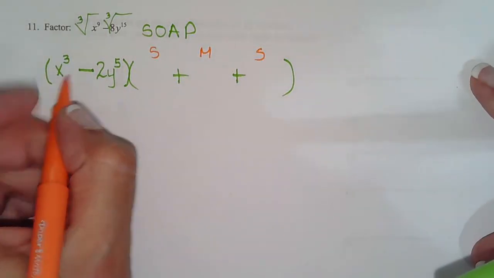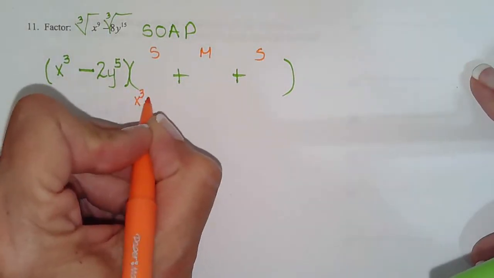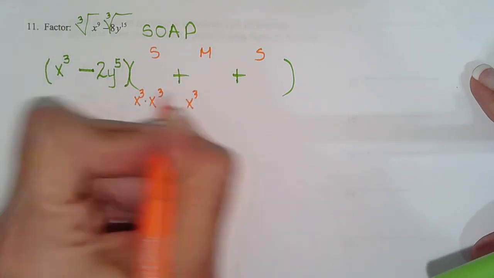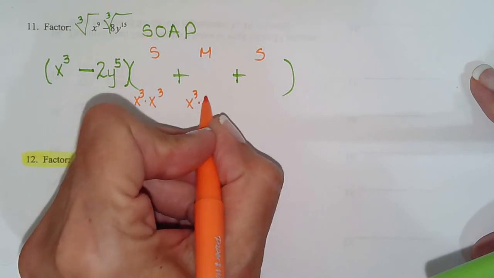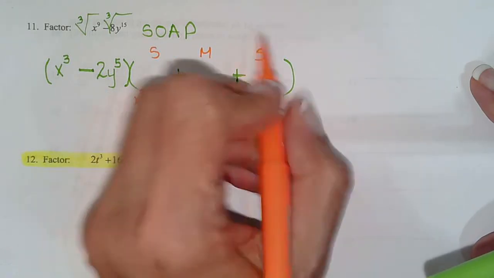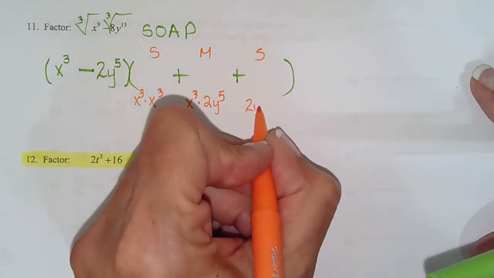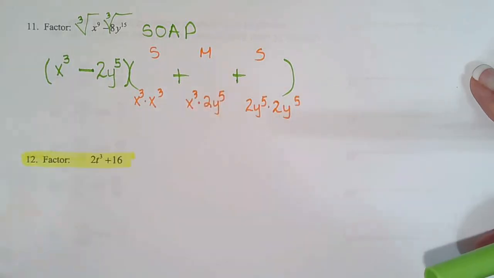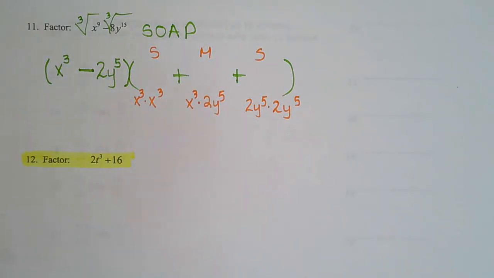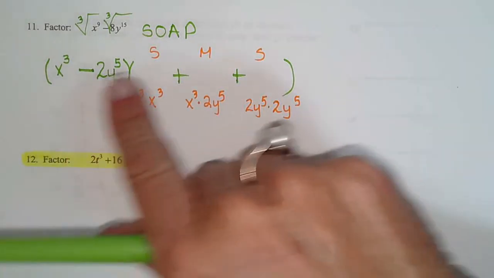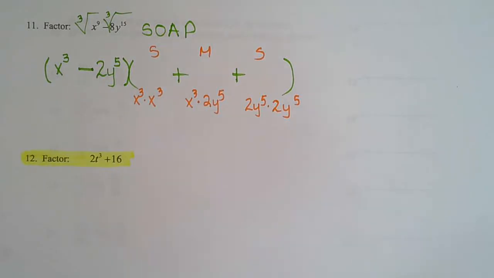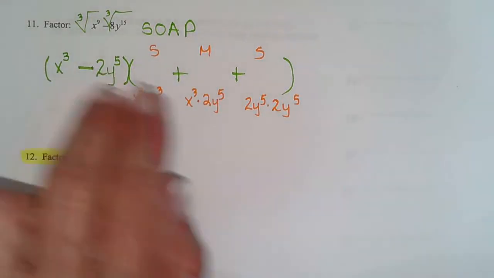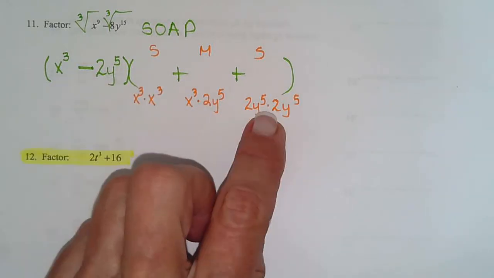And you square the first term, so x cubed times x cubed. Multiply the two terms, ignoring the signs because the signs are set. So x cubed times 2y to the fifth. Square the last term, 2y to the fifth times 2y to the fifth. And like I said, you ignore the signs because the signs are already set. We set them on the first step and they never change. So square the first term, multiply these two, square the last term.